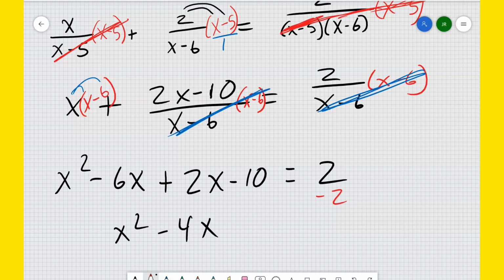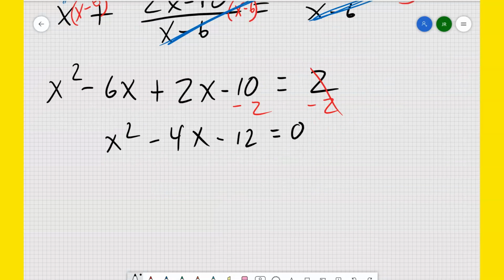I'm going to go ahead and move the 2 over to combine it with that minus 10, so that's going to give me minus 12. Minus 12 equals 0. And now, what do you think we're going to do? If possible, we're going to factor, aren't we? That's kind of the simplest way to solve these quadratic equations, if possible. So go ahead and try to factor it.